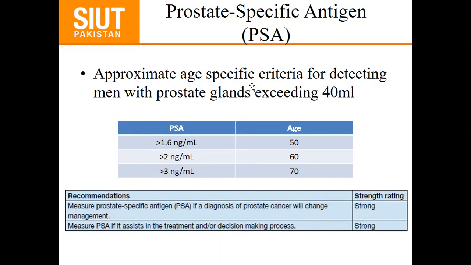If PSA is more than 1.6 in age 50, or if it is more than 2 nanograms in age 60, or more than 3 in age 70, it is an approximate criteria which tells us if the prostate is exceeding 40 ml. So EUA recommends that PSA should be measured if a diagnosis of prostate cancer is suspected, and we have to measure PSA if it assists in the treatment or decision-making process.